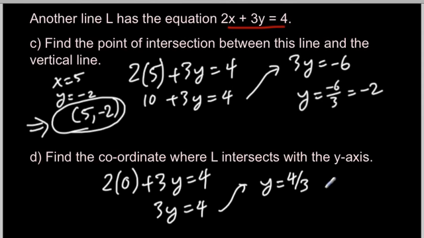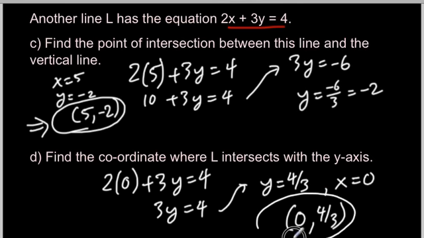And remember, we got this by plugging in x equals 0 for x. So in other words, the coordinate is 0, 4 thirds, and that's our answer for 1D.